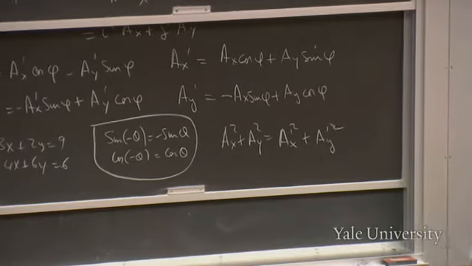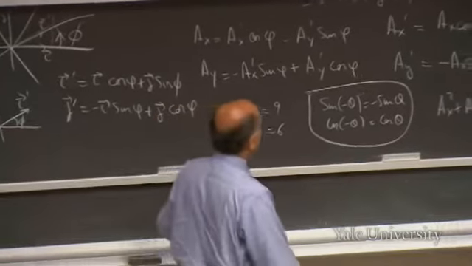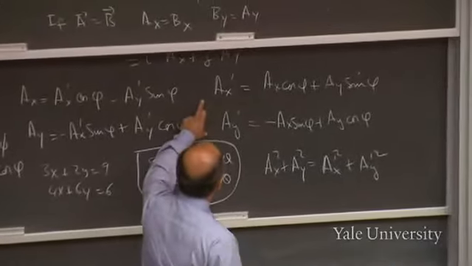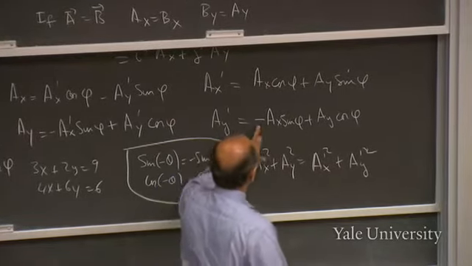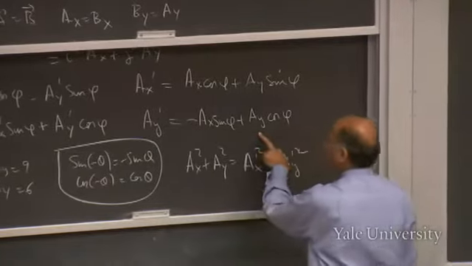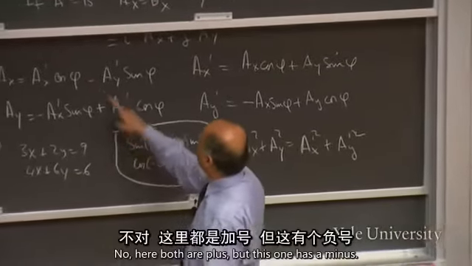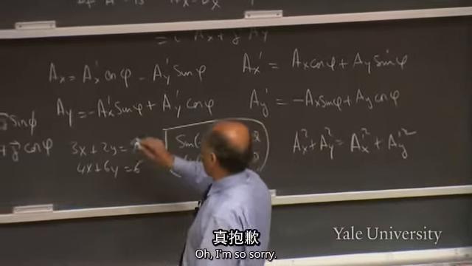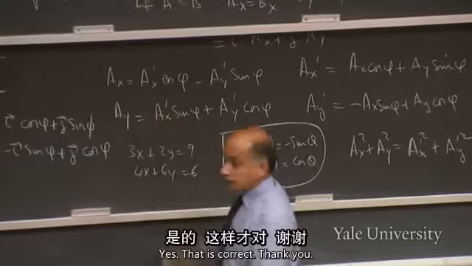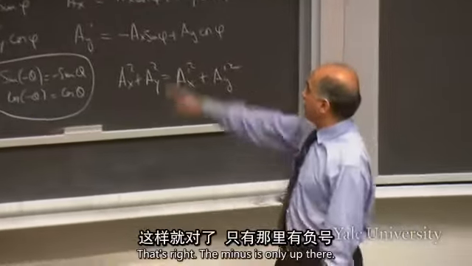Yes? Is there a minus in front of both the ay and ay prime in front of the ax prime side? Here? No, on the second part? Here? Is there a minus in front of both of them? This has a minus, and that doesn't have a minus. Oh, here? Here both are plus, but this one has a minus. Oh, I'm so sorry. Yes, that is correct. Thank you. That's right, the minus is only there.